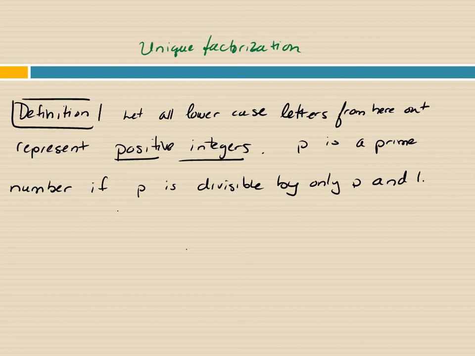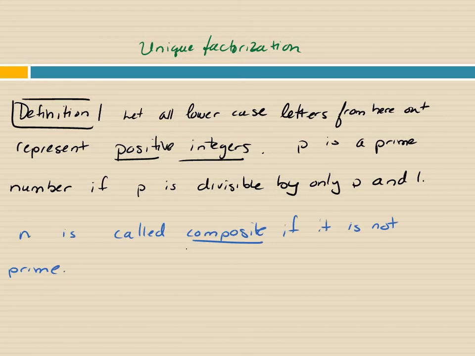Fundamental theorem of calculus, and now you're going back and saying fundamental theorem of arithmetic. All right, so in this book, now he absolves himself by saying that whenever I write a lowercase letter, it's always going to mean positive integers. So he writes that at the beginning of this section. p is a prime if it is a number that's only divisible by itself and 1. n is called composite if it's not prime.